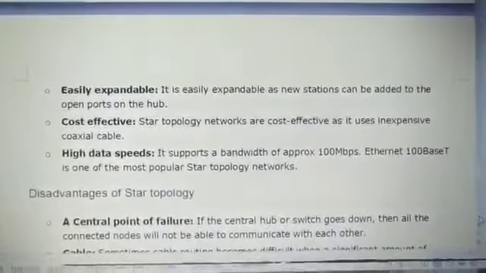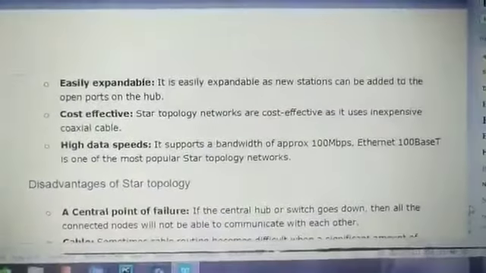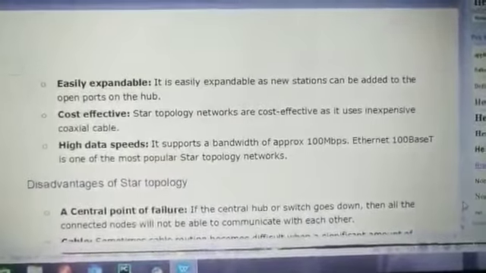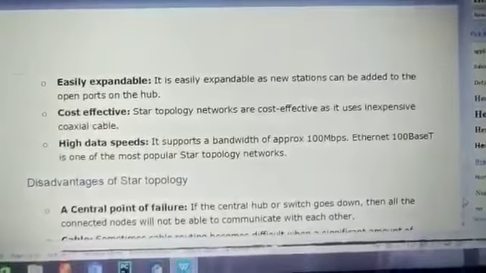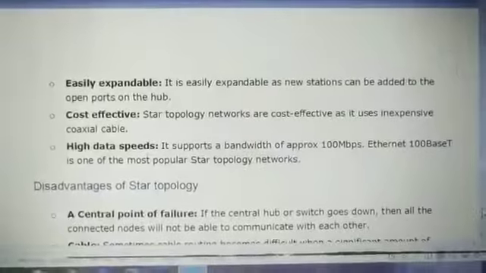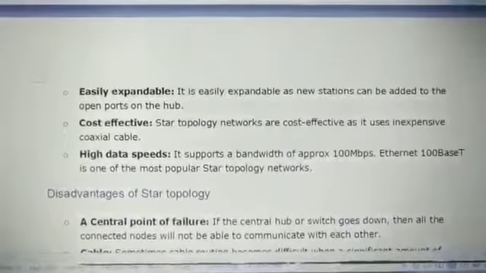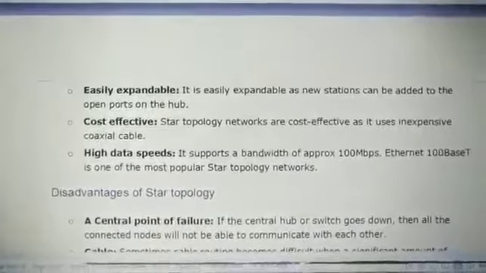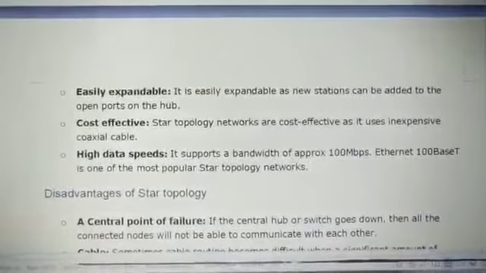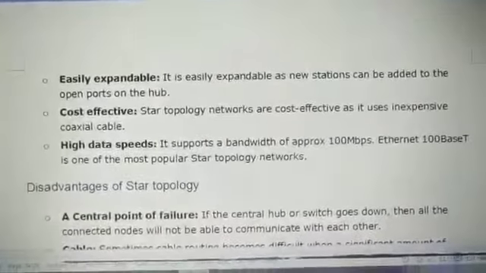It means that it is easily expandable as new stations can be added to it. Okay. And cost effectiveness is also there, because we are using inexpensive coaxial cable, it is not so expensive. And high data speed, that is, it supports a bandwidth of approximately 100 Mbps, and the kind of network that actually uses this type of technology is Ethernet 100 Base T LAN topology.